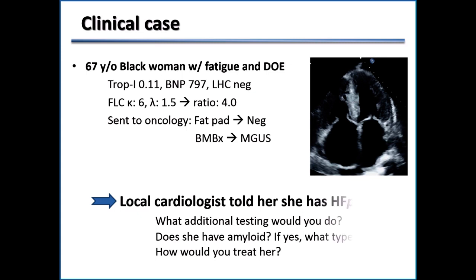I want you guys to really think of whether this is accurate. If you saw this patient, would you do any additional testing? Do you think she has amyloid? If she does, what type, and how would you treat her? So for the rest of this talk, I want you to keep these questions in mind. Hopefully, I can help address these questions.